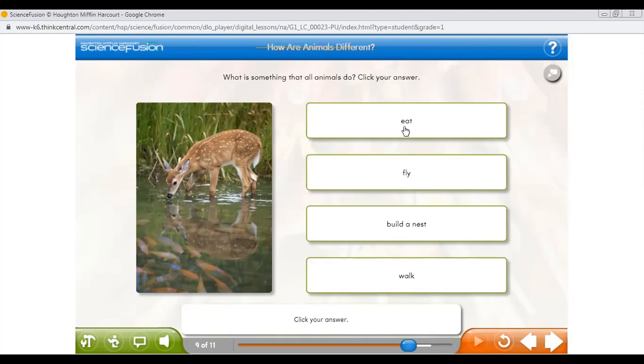Now, do all animals eat? Yes or no? You have studied in the previous lesson what the needs of an animal are. Animals need, what are they? Air, water, food, and shelter. So, eat means what? It is food. So, is food important for all the animals to live? Yes. That's correct. All animals eat food to live. Some eat plants. Some animals eat other animals.